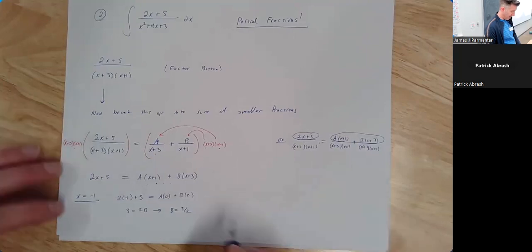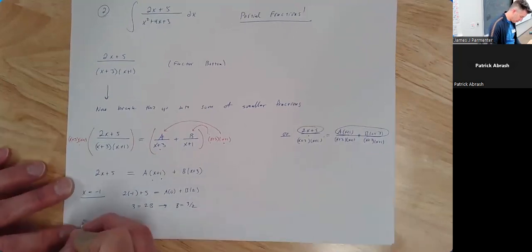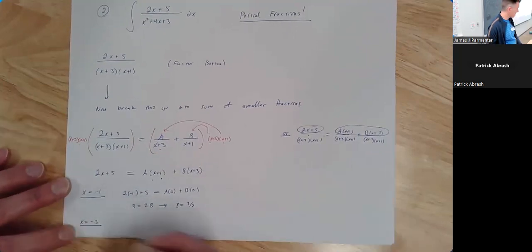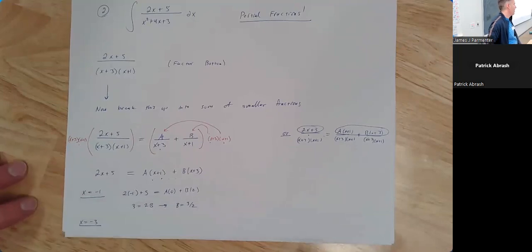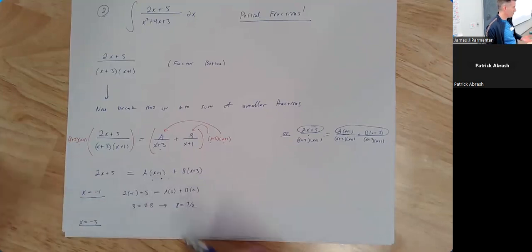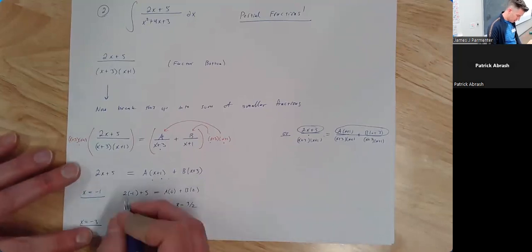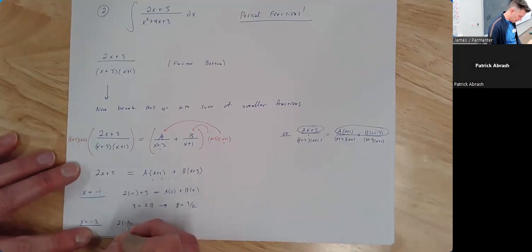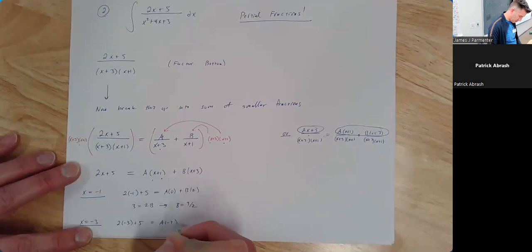And then I'm also going to pick x equal to -3. Those are my convenient values of x. They're also the values of x that would make your original denominator equal to 0, in case you're wondering where they're coming from. But really, you're just trying to look for something that'll make one of the terms disappear. So let's see, 2 times -3 plus 5 equals A times -2 plus B times 0. Or in other words, -1 equals A times -2. Or A equals 1/2.